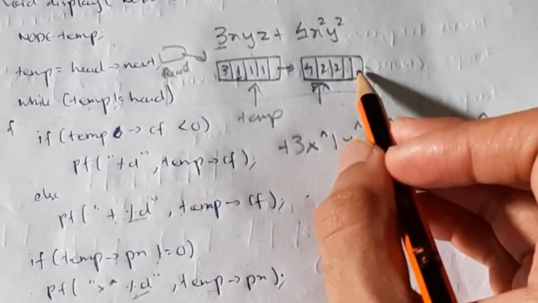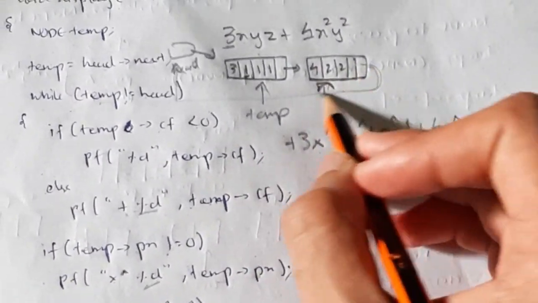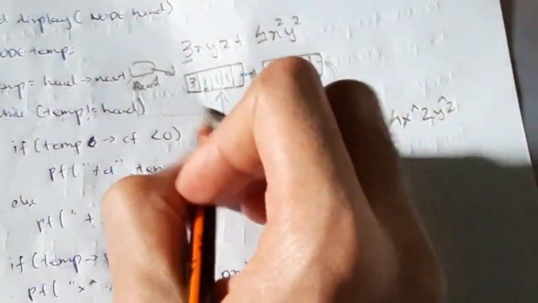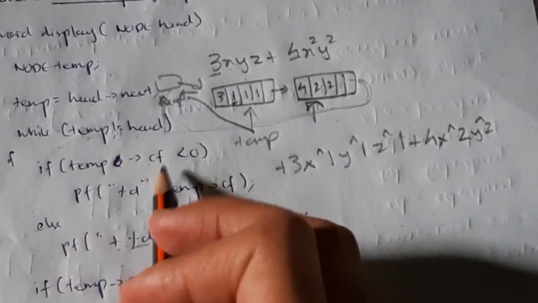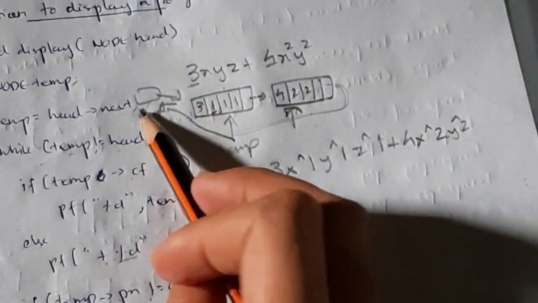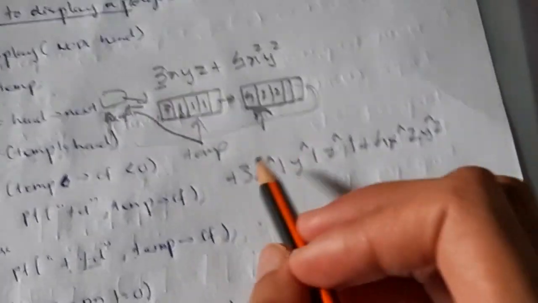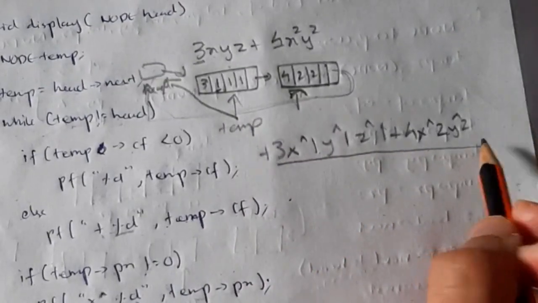What is the next location for this? Temp arrow next is pointing to head, so temp will be pointing to head now. So it will check here, while temp is not equal to head, then only it should be executed. Since temp is head now, it will stop the execution, and by then the polynomial would have been printed here.